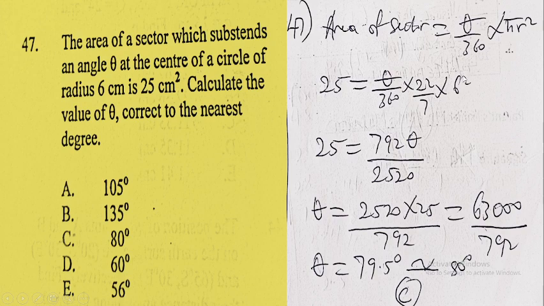Now 6 squared is 36. 6 times 22 will give us 792, so we have 792 theta. 360 times 7 will give us 2520. From there you can cross multiply. 25 times 2520 is equal to 792 theta. You can divide both sides by 792, and that will give us 79.5 degrees, approximately 80 degrees. So that means theta is 80 degrees, and option C is the correct option there.